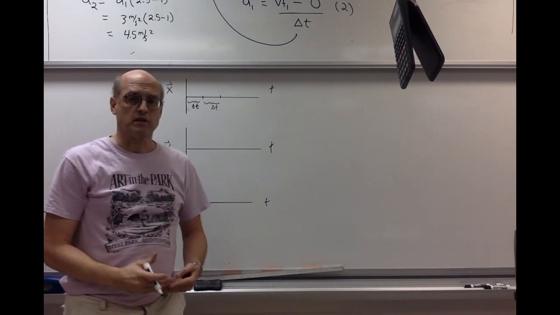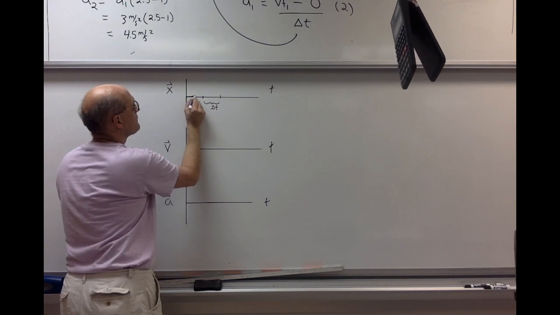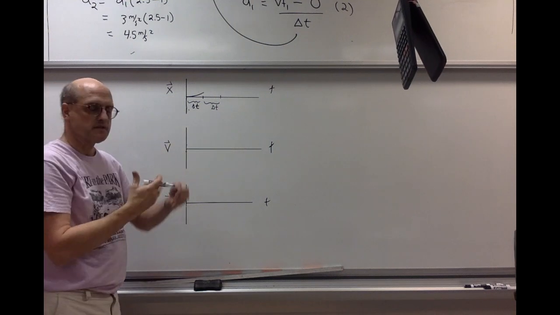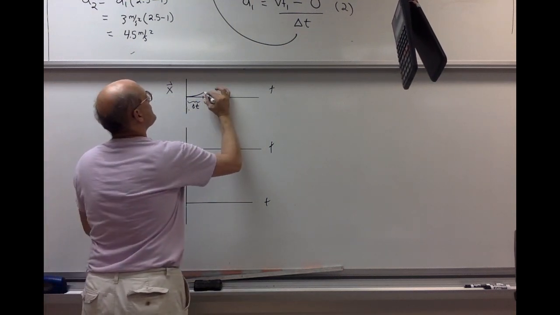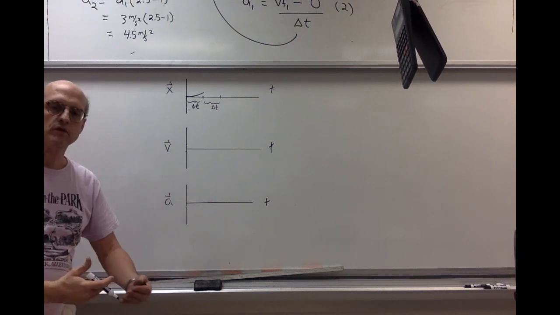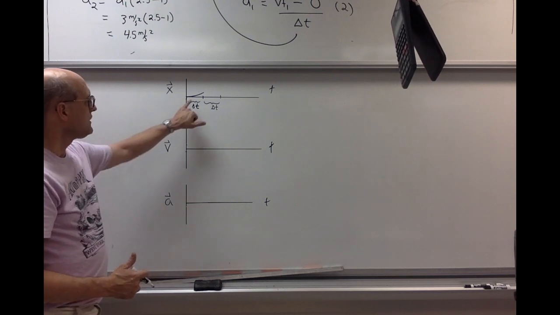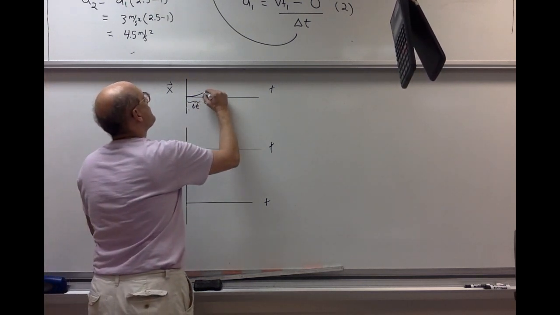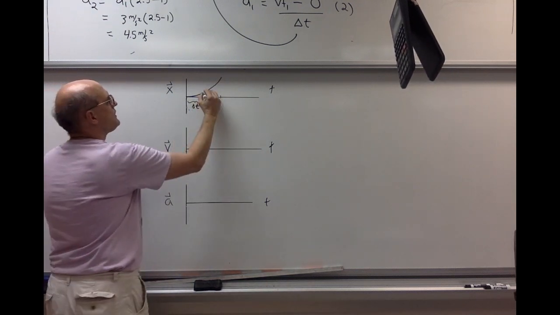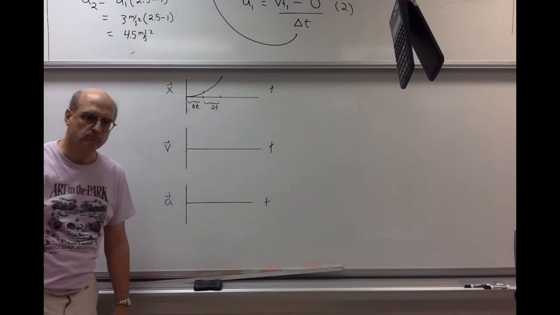Now, the car accelerates from rest, so I'm going to draw a parabolic curve that starts out flat and has an ever-increasing slope. And then during the second time interval, it is another parabolic curve, but increases at a greater rate. The slope increases at a greater rate than the first one. So maybe something like that. Okay, so from here to here, we have greater acceleration than from here to here.